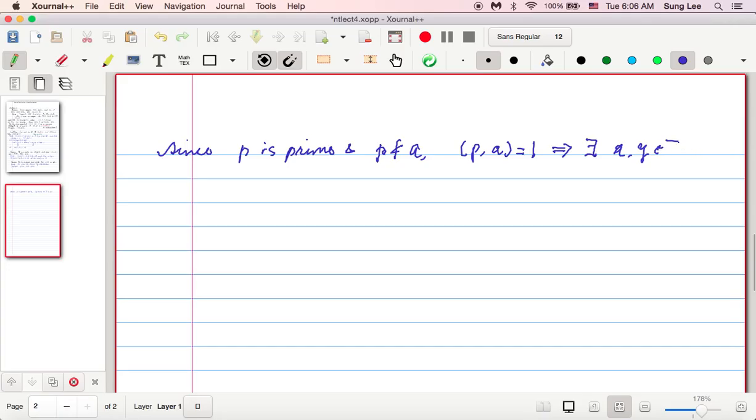And what that means is there exist two integers x and y, where I'm heading at, such that px plus ay equals 1.